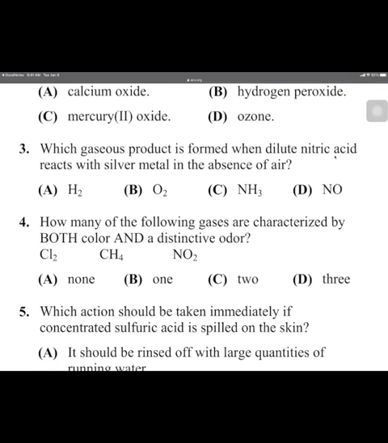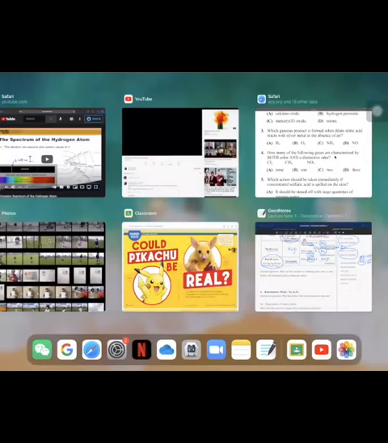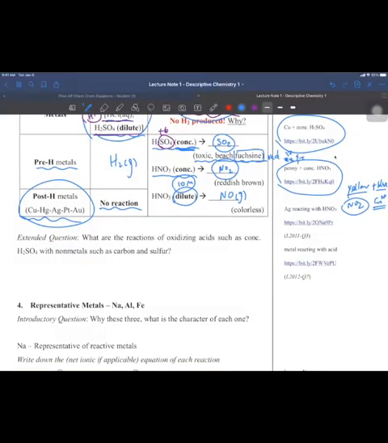So it is NO. And why do we need to emphasize in the absence of the air? Because NO can be easily oxidized into NO2 in the air. So actually this question is pretty precise in description. We need to have no air, no oxygen gas in the system, right? Okay.